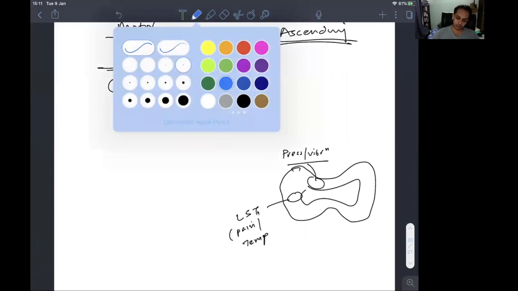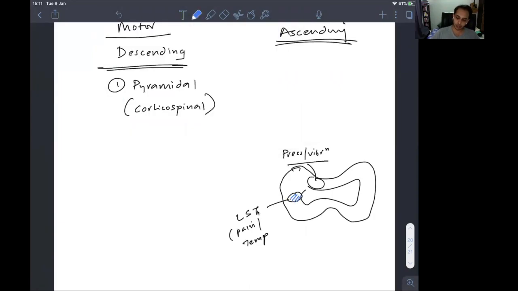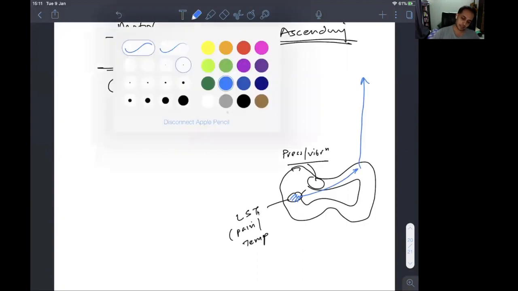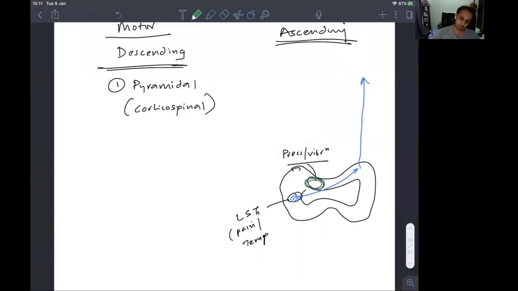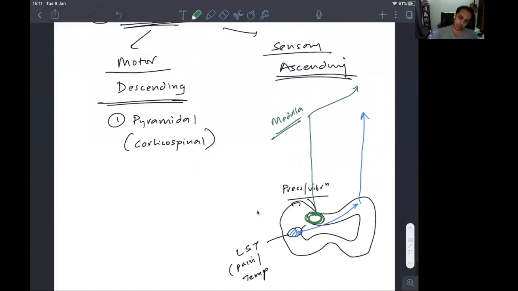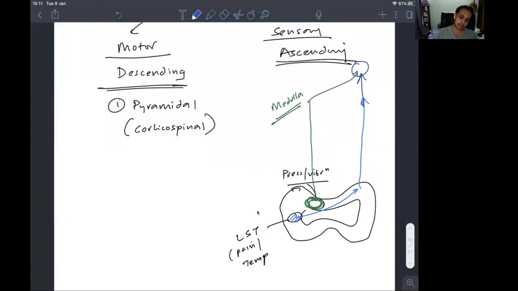Now, the lateral spinothalamic tract crosses over at the brainstem level itself and then ascends up, whereas the posterior column fibers will ascend up on the same side and then cross over in the middle medulla. So it crosses over in the medulla basically. And so at the medullary level, these two will sort of come together. Okay, so the two main ascending tracts is your posterior column and your lateral spinothalamic.